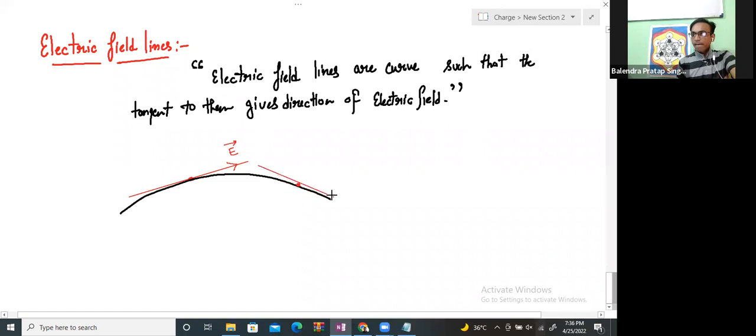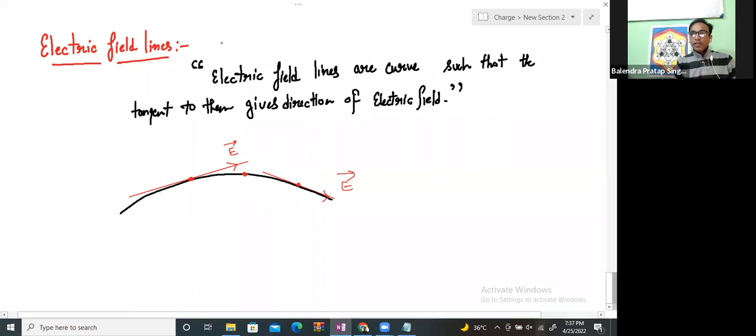So this is all about electric field lines. At this point, if you are interested in finding the electric field, the tangent will give you the direction. So if you take the tangent over an electric field line, that will give you the idea about the electric field.